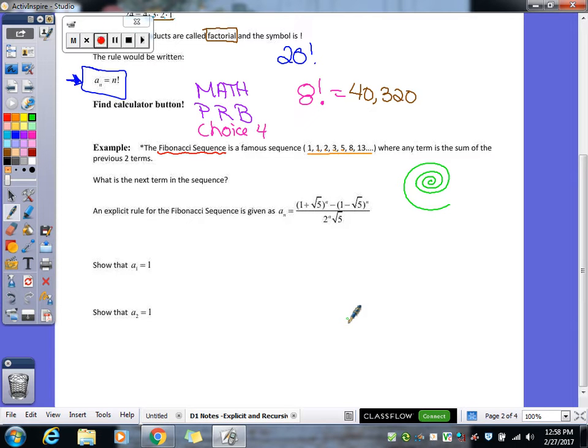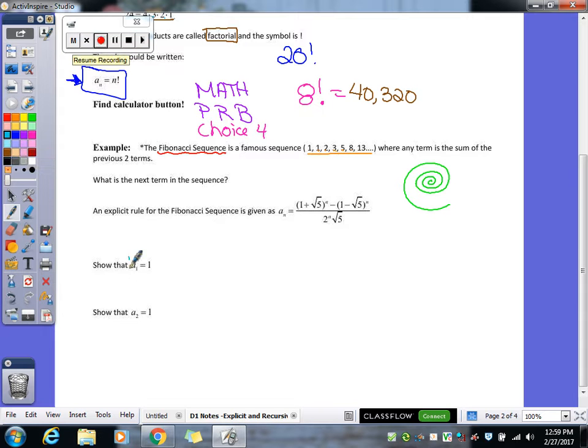Or if anybody watched the recent episode of Big Bang Theory, it was on Sheldon's shirt. And I got so excited. I was like, look, honey, it's the Fibonacci sequence. And my husband just looked at me like I was weird. But, what? How can you not like the Big Bang Theory?